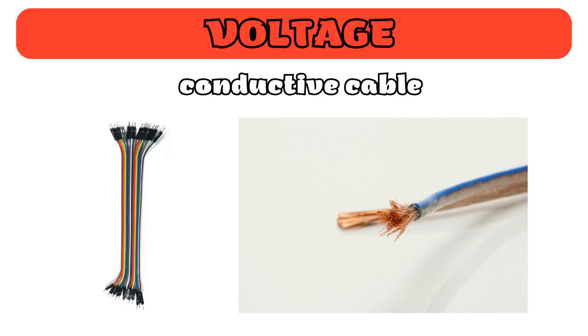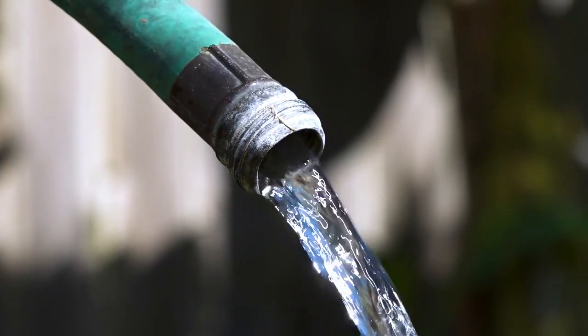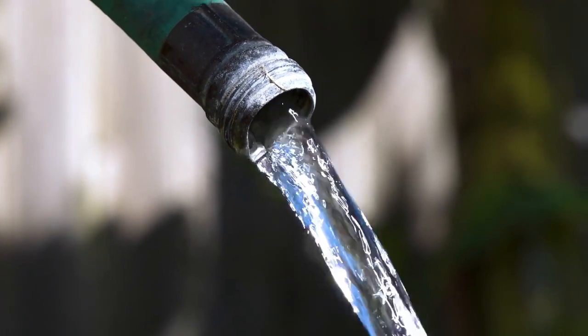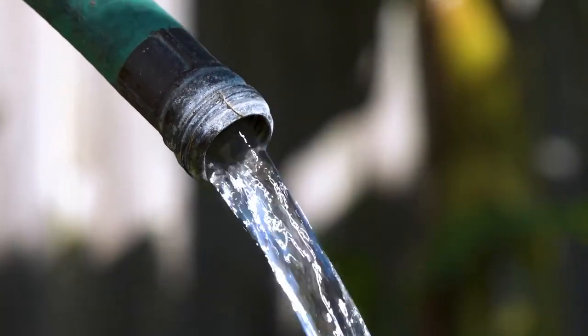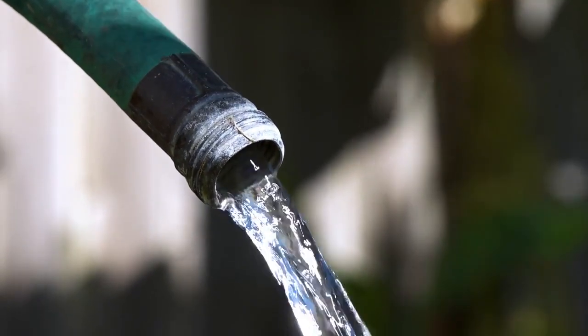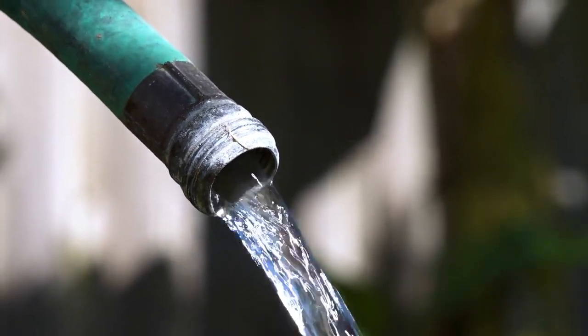Voltage. Voltage is a measure of the electrical potential difference between 2 points in a circuit. It is the force that drives electrical current through a conductor, such as a wire. In other words, voltage is the amount of energy required to move a unit of electrical charge from one point to another. Think of voltage like water pressure in a hose. Just as water pressure pushes water through a hose, voltage drives electrical current through a wire. The higher the voltage, the more electrical energy is available to move through the circuit.